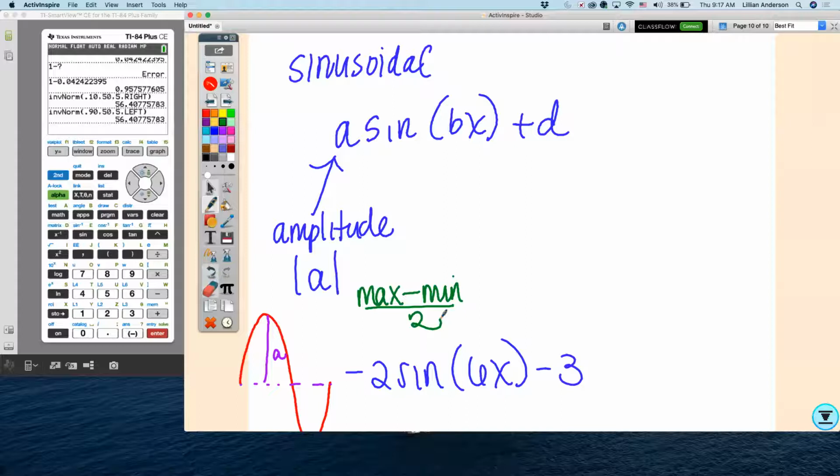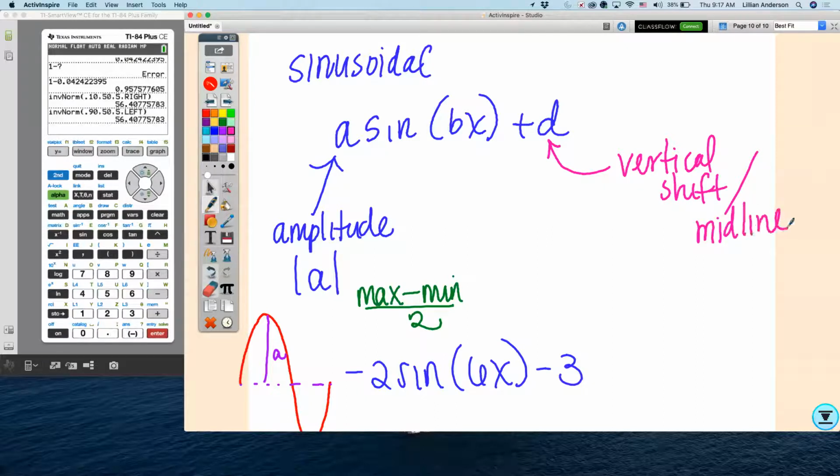So let's say they gave you the graph and they gave you your highest point and your lowest point. To find A, you would do that with the Y. So whatever the Y's were, subtract them, divide by 2. This one here represented your vertical shift. That's if the graph got moved up or down. It also represented your midline, the line that went smack dab through the middle of your graph. You found that by doing the opposite, (max + min)/2.